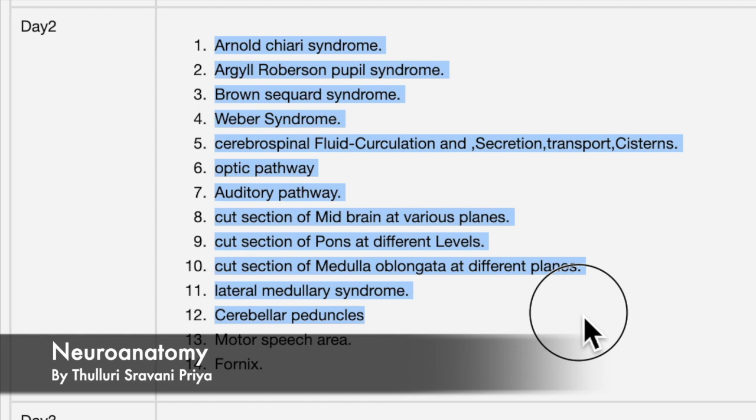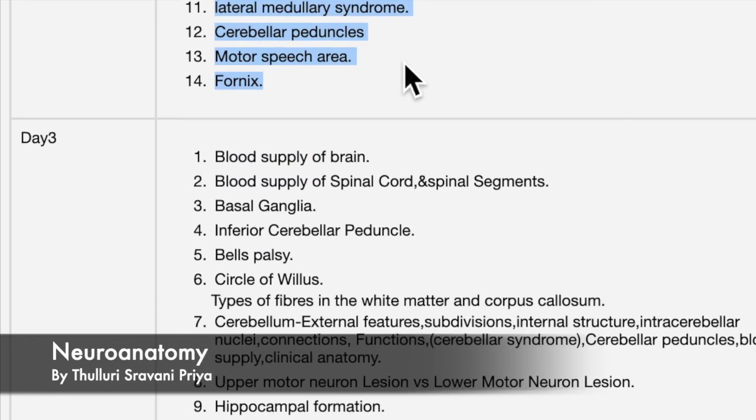3 peduncles are there, superior, middle and inferior. Out of this, inferior peduncle is most important and sometimes they will ask like this also, cerebellar peduncles. Next one is motor speech area and fornix. These questions are previously asked questions in your question paper, so don't skip these short answers also.